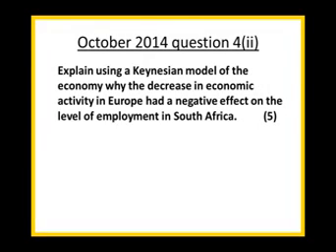In this video clip, I'm going to discuss question 4.2 in the October 2014 exam paper. The question reads as follows. Explain, using a Keynesian model of the economy, why the decrease in economic activity in Europe had a negative effect on the level of employment in South Africa.